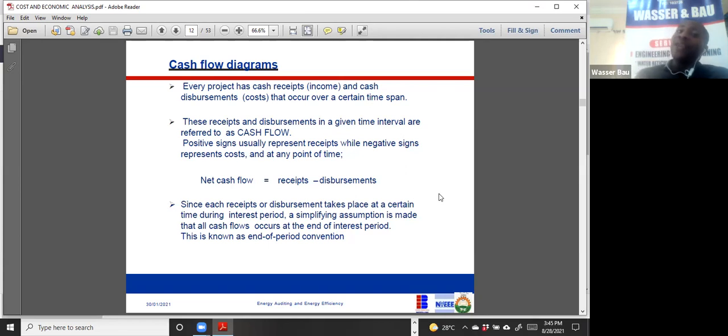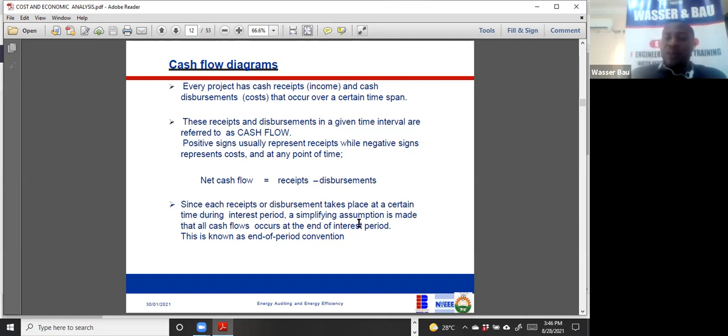If I buy a new generating set today, worth 150,000 naira, and it's saving me 15,000 every month, it means in 10 months I would have broken even. It means in 10 months I would have made back the money I used in buying it. So that is income minus the cost. These receipts and disbursements in a given time interval are referred to as cash flow. A positive sign usually represents receipts, while a negative sign usually represents costs at any point in time.